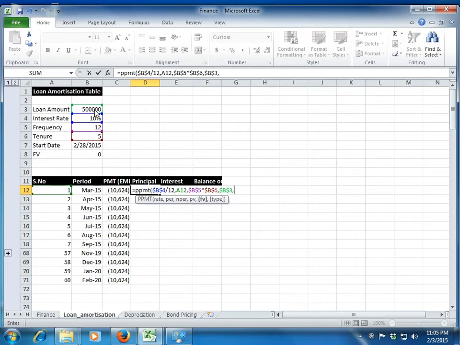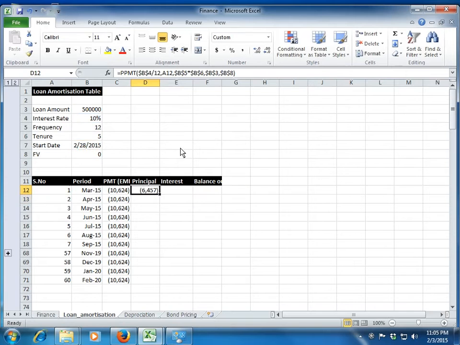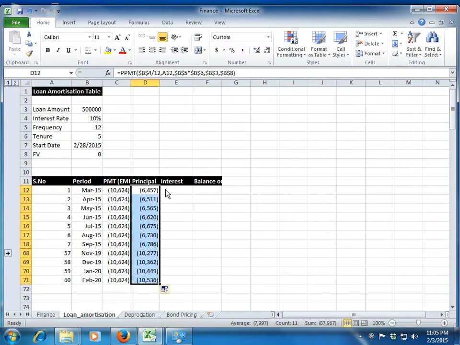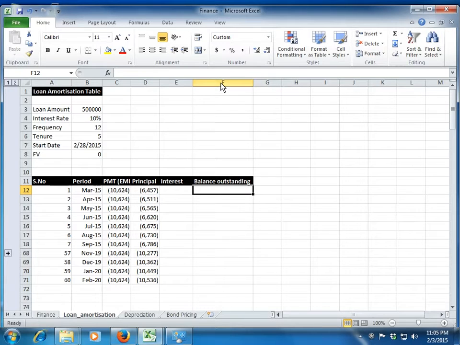It asks you for a future value. Let me give it the future value. Don't forget to freeze the cell because you will be copy pasting the formula. Don't freeze the serial number because that has to be dynamic. I close the bracket and I get my principal amount, and let me fill this data using the autofill option. You see that the principal component keeps increasing as time passes, because with each passing month you're paying a certain portion of your loan. So your outstanding balance will keep decreasing, as we will see in a few minutes from now.